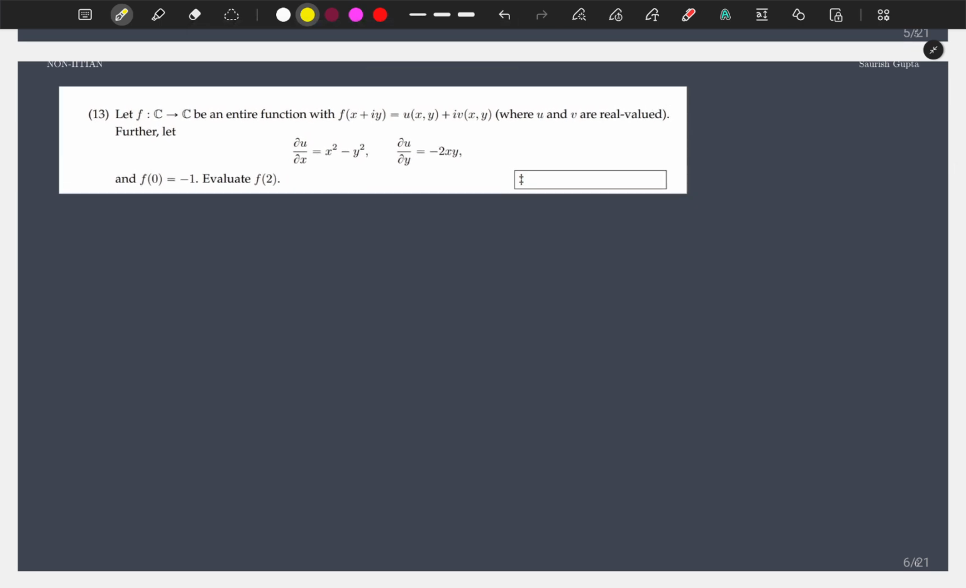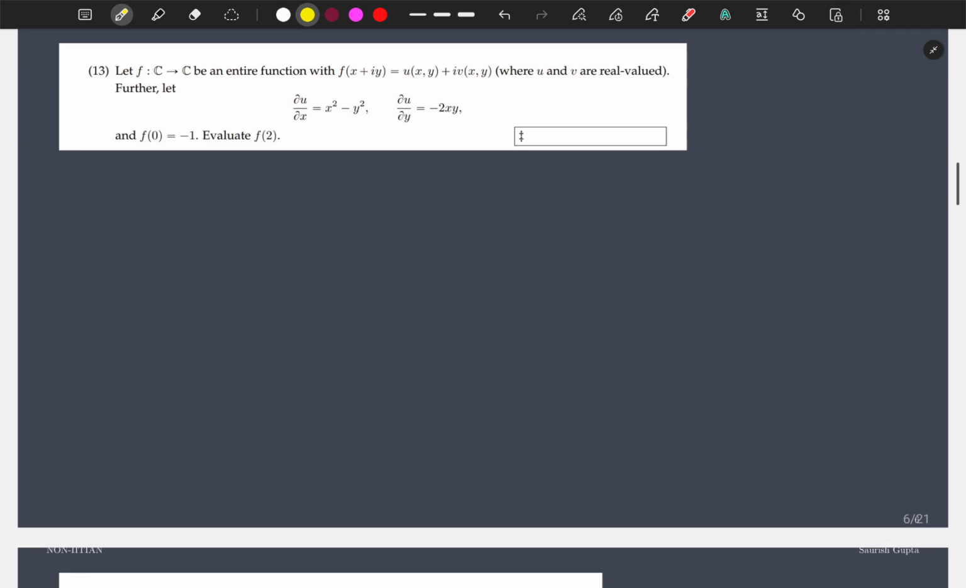So the next problem is as follows. Let f from C to C be an entire function, and u and v are its real and imaginary parts respectively. We are given u_x equal to this and v_y is equal to this, and f of 0 equal to minus 1. We need to evaluate f of 2. Now, let me tell you one thing, solution.